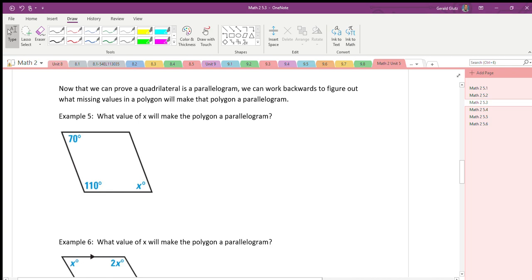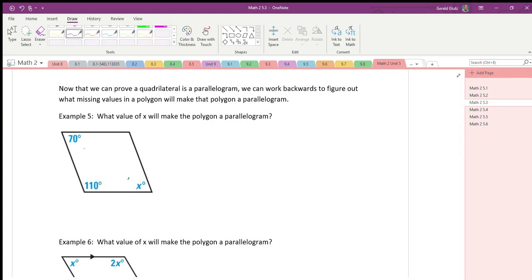On the next page, so now we can prove a quadrilateral is a parallelogram. So let's see if we can work backwards to figure out what maybe the missing values are. So again, if opposite angles are congruent, then we know it's a parallelogram. So what value of x would make this shape a parallelogram? Well, if I want these opposite angles to be congruent, then I could just say, well, x has to equal 70.